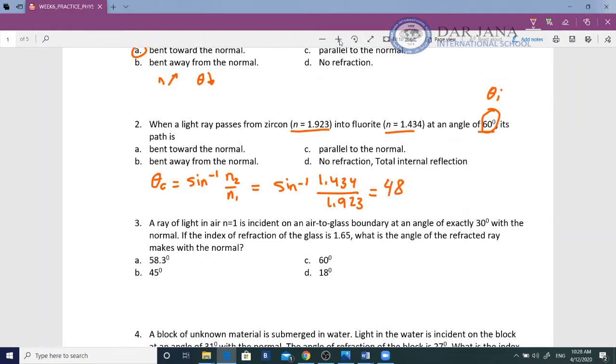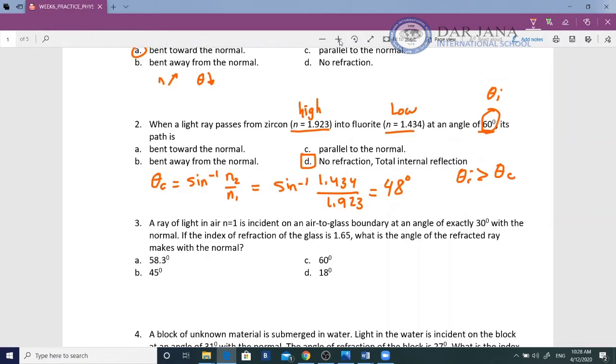So as you know, if the angle of incidence is greater than theta critical, we will have no refraction. It is total internal reflection. This is the case when the angle is greater than the critical angle, and it only happens from high index to low index of refraction.